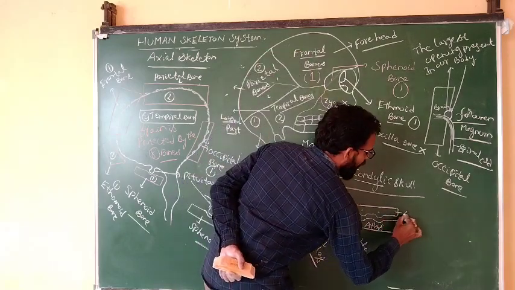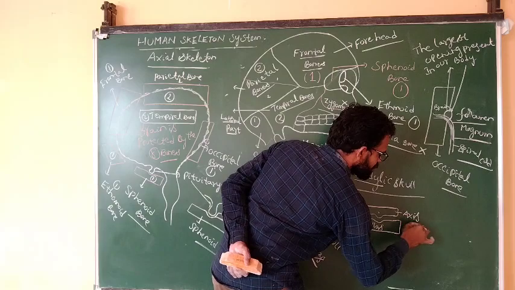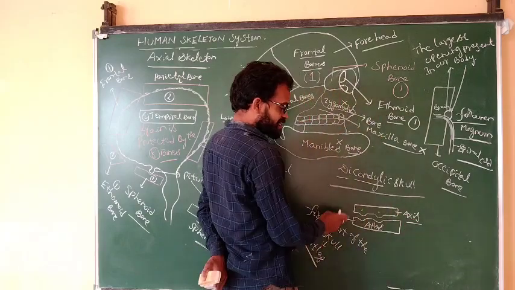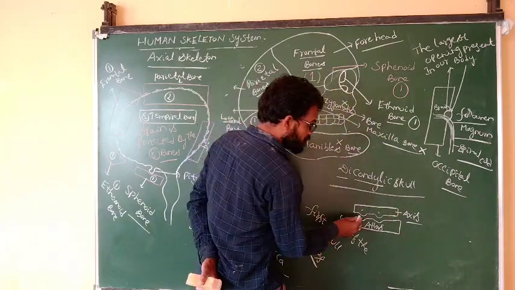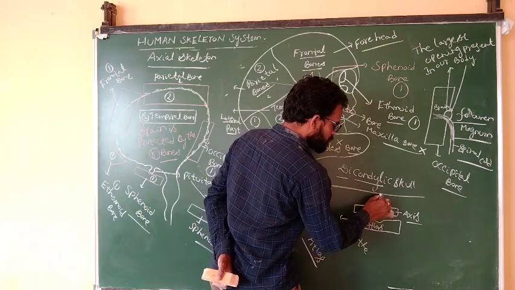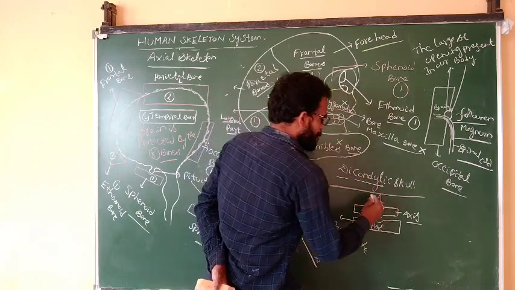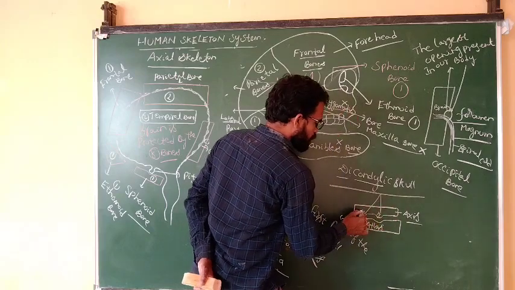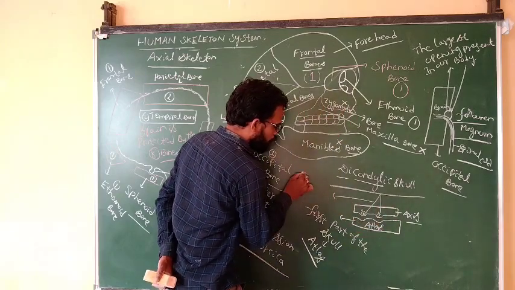The next one is the axis. It is the condyli, two condyli bones. Here one bone, the second one is the other. The two condyli bones are present in our body. How many condyli bones? Two condyli bones.